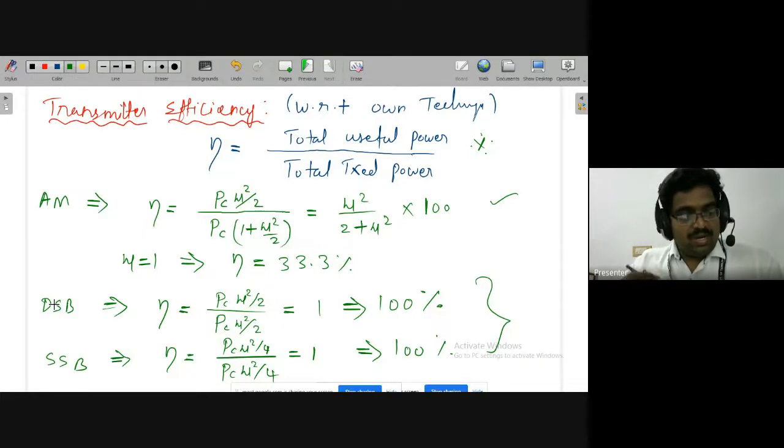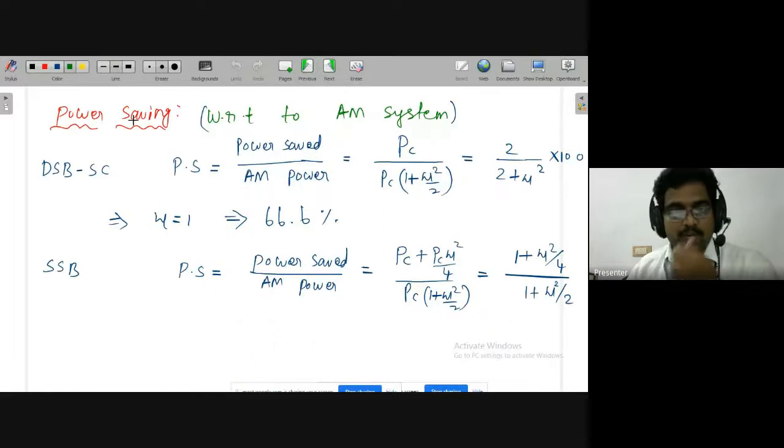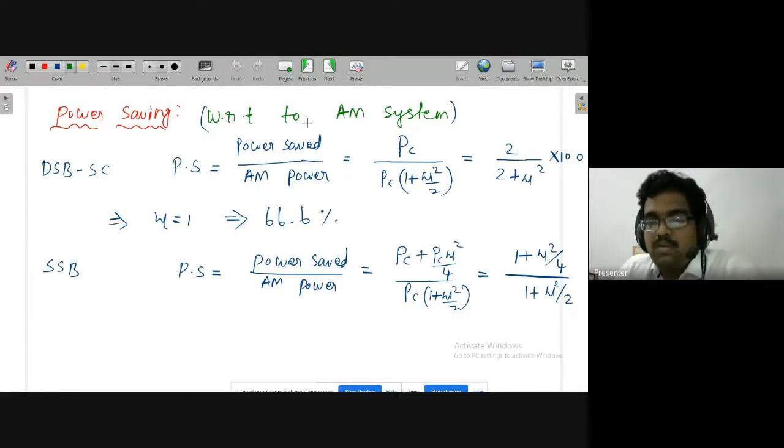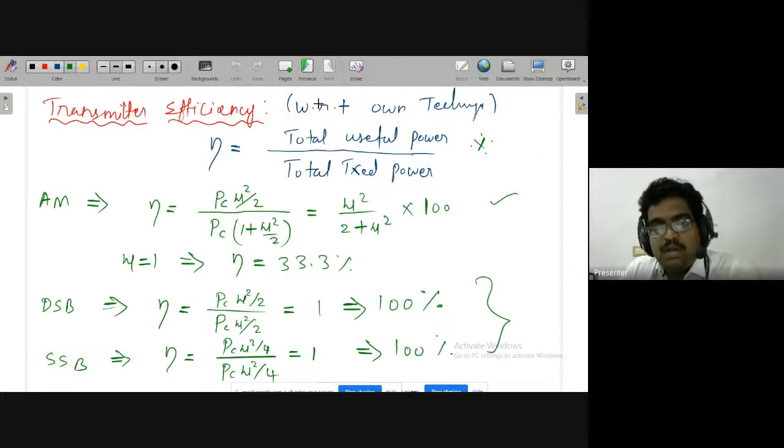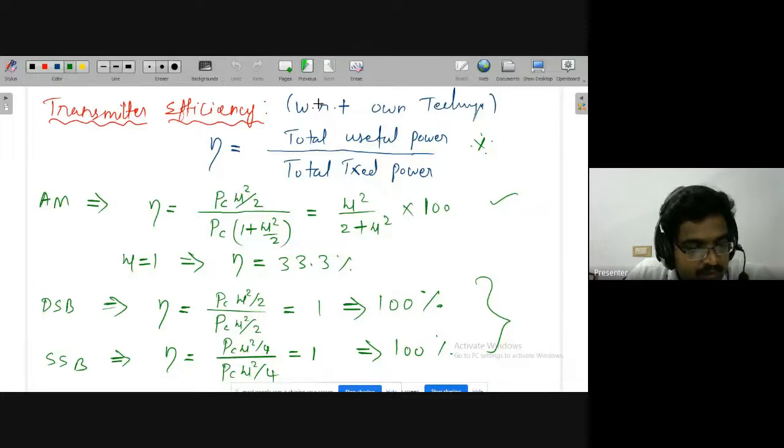So this is about the transmitter efficiency. Again, you should not get confused between the terms power saving and efficiency. Power saving means always with respect to the AM system. Efficiency means with respect to its own technique. So now I'll write the comparison for all the 3 techniques.